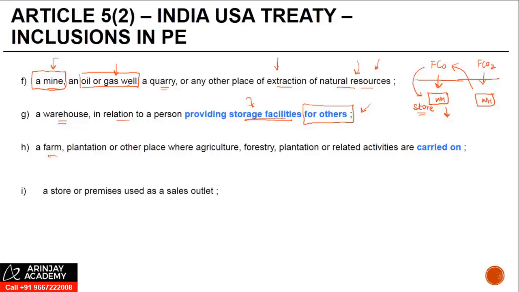A farm, plantation, or other place where agriculture, forestry, plantation, or related activities are carried on. A store or a premise used as a sales outlet. If a foreign company has a store in India from where they are selling goods to customers, this store will amount to a PE. But if this store is not used as a sales outlet but only for display purposes, then in that case it will not amount to a PE.